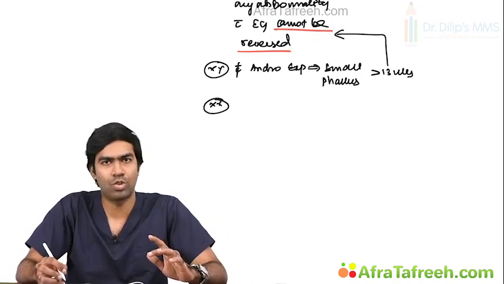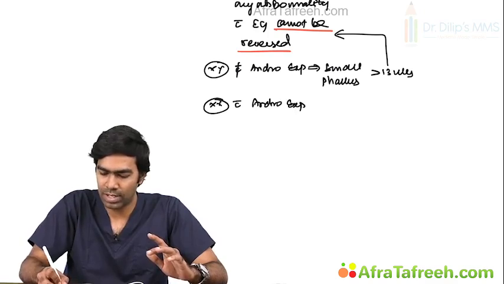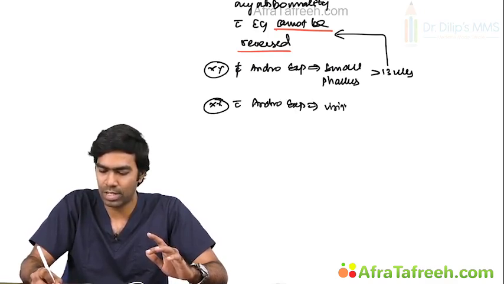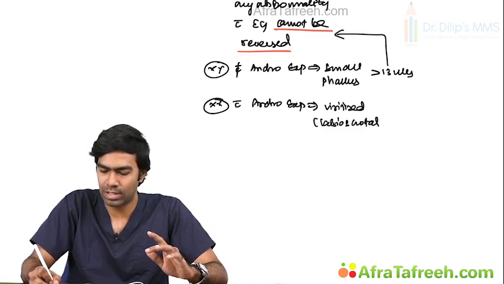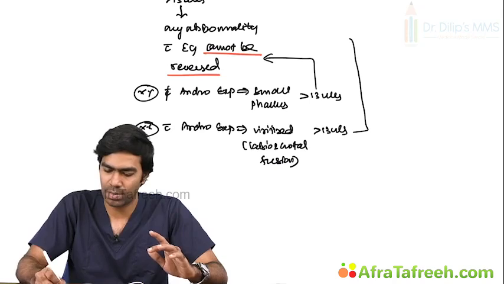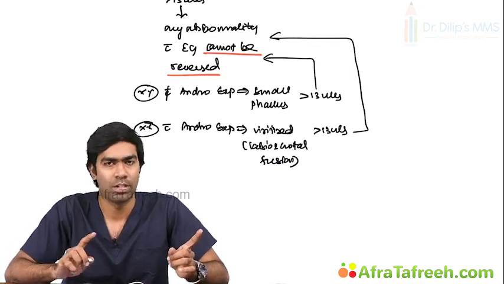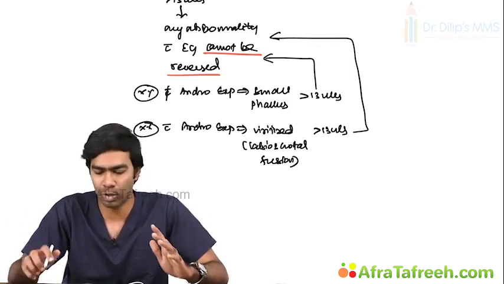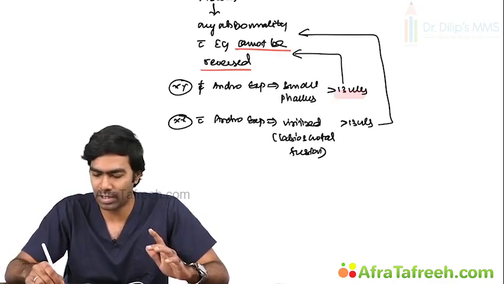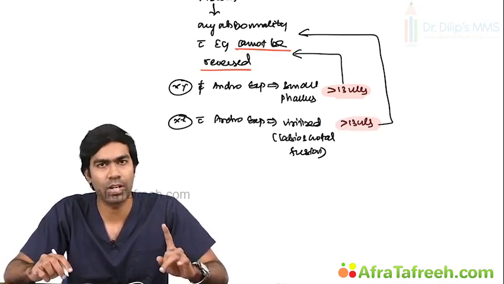Similarly, if a female child by genotype has androgen exposure and has already virilized, which means there is labioscrotal fusion, this is a classic example of virilization, labioscrotal fusion. After 13 weeks, again it cannot be reversed. This is the basis of giving prophylactic dexamethasone in congenital adrenal hyperplasia, but before 8 weeks. I'll discuss that with you in the CAH section, don't worry about that. That's why I'm telling you, after 13 weeks, any abnormality that happens cannot be reversed in the first place. That's a very, very crucial point.